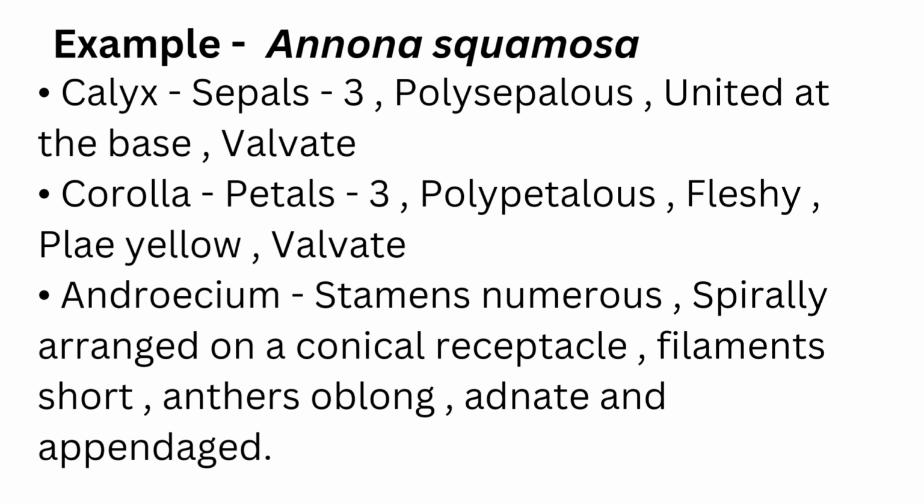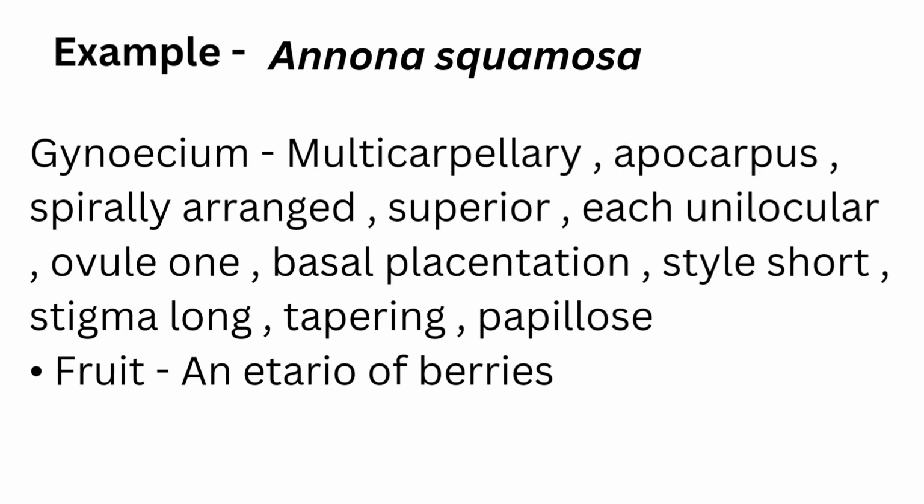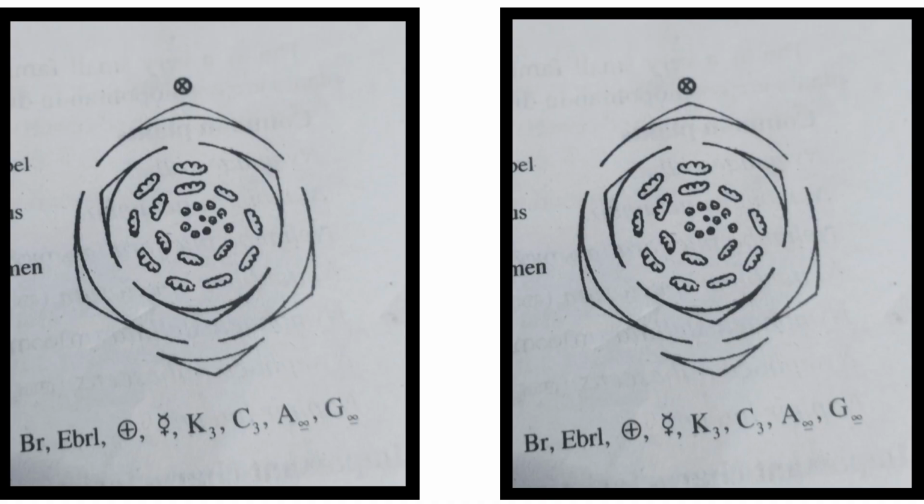oblong, adnate and appendaged. Gynoecium: multicarpellary, apocarpous, spirally arranged, superior, each unilocular, ovule 1, basal placentation, style short, stigma long, tapering, papillose. Fruit: an etaerio of berries. Floral formula and diagram are as follows.